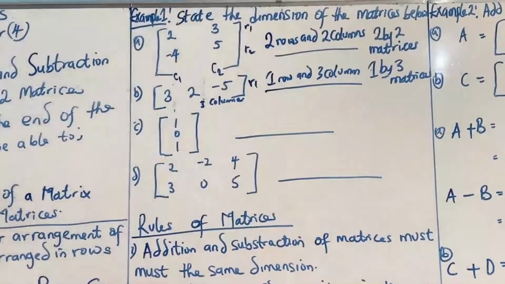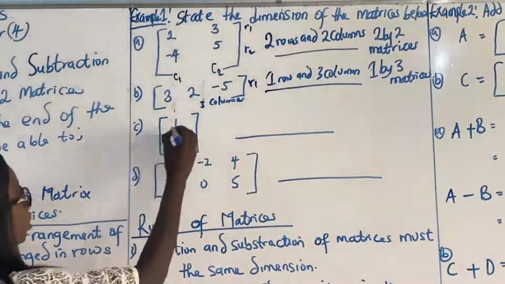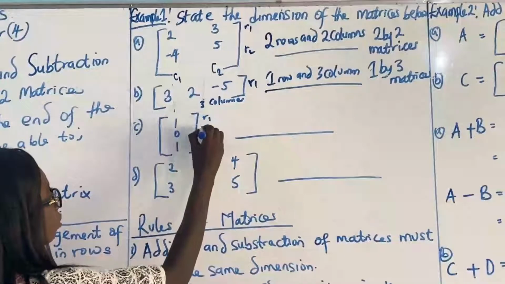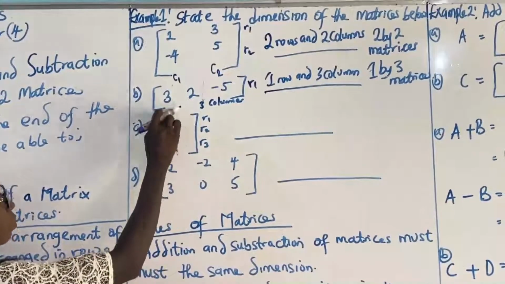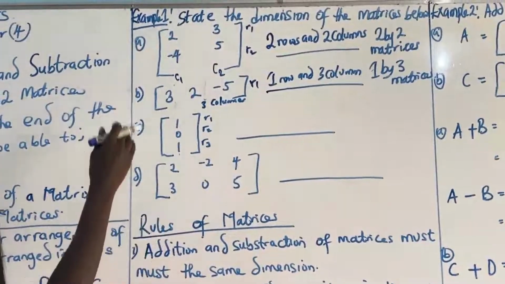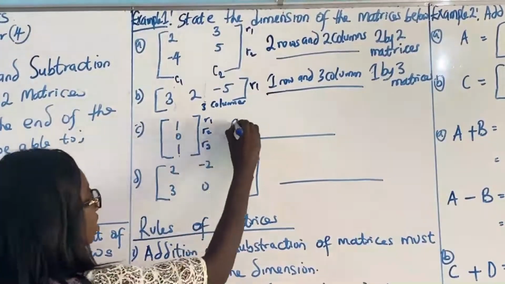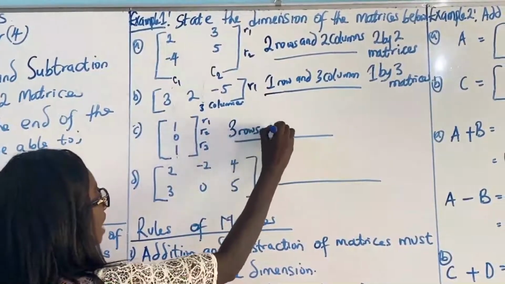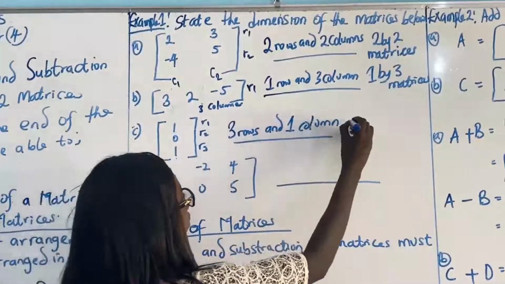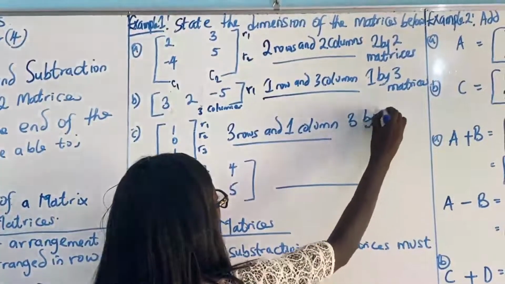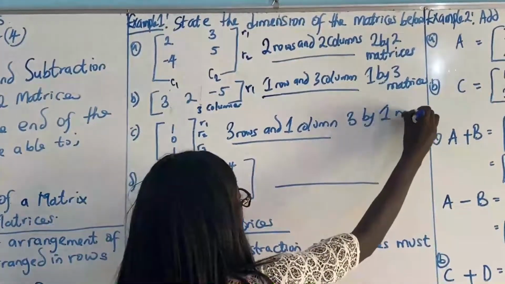Okay? So here I just have how many rows? I have 1 row, 2 rows, 3 rows, and 1 column. Only 1 straight line. It means 3 rows and 1 column. So which will be a 3 by 1 matrix.